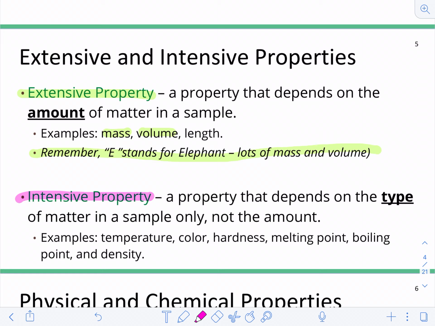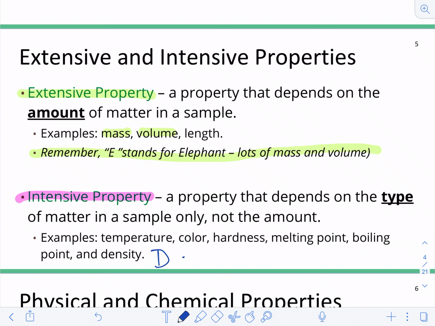Remember, density is one of those properties that is used to define a certain chemical or a certain mineral or a certain compound. Density can identify those things. So it doesn't matter how much of a substance you have, its density will always be the same.